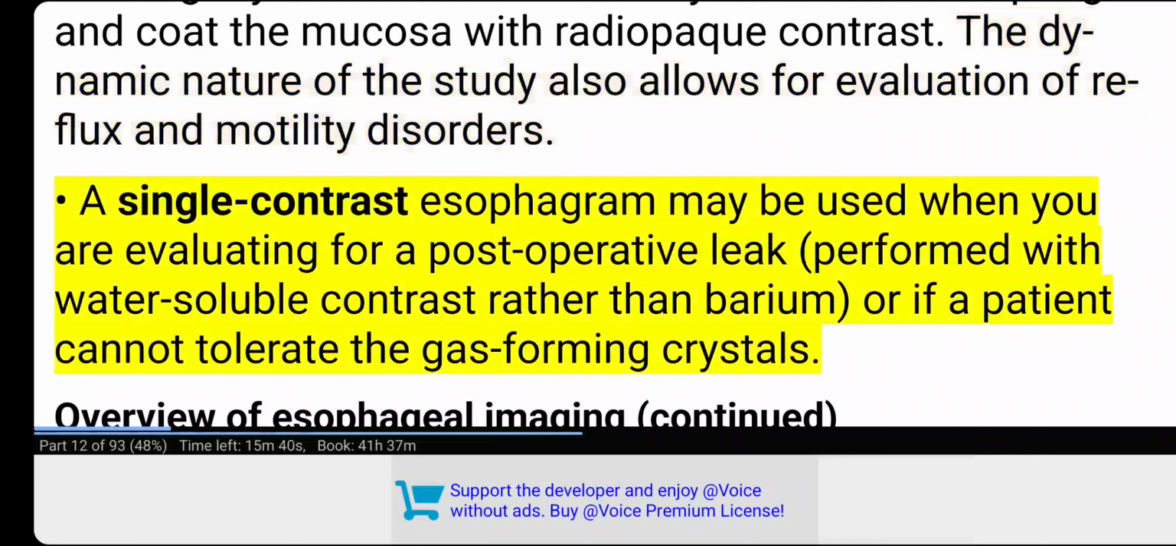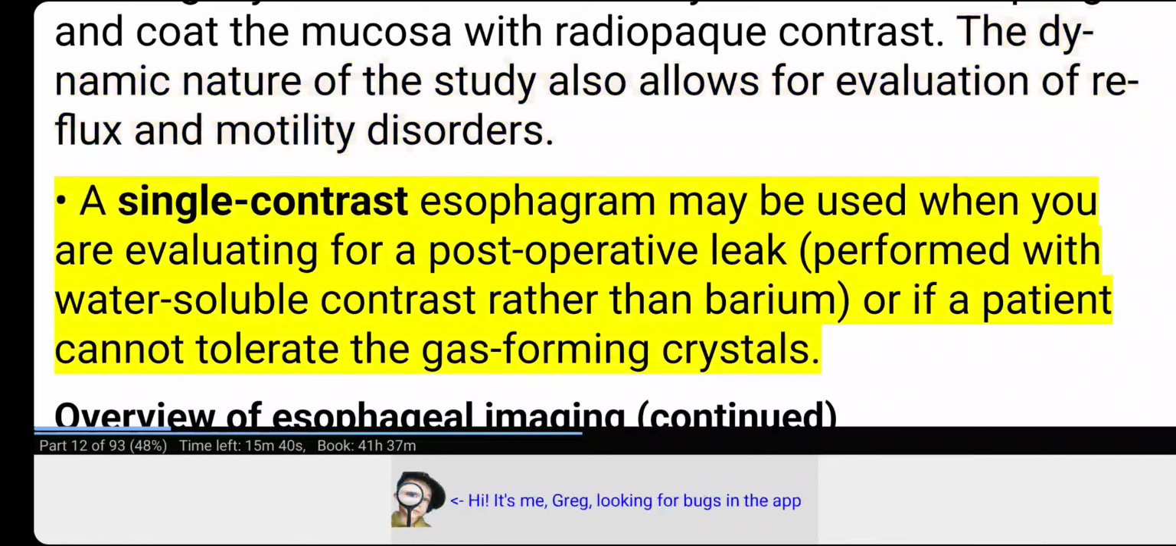A single contrast esophagram may be used when you are evaluating for a post-operative leak, performed with water-soluble contrast rather than barium, or if a patient cannot tolerate the gas-forming crystals.